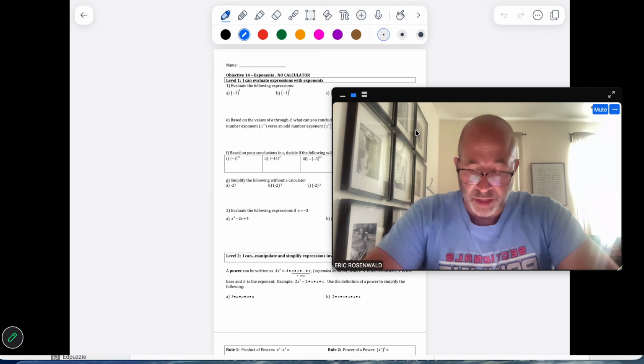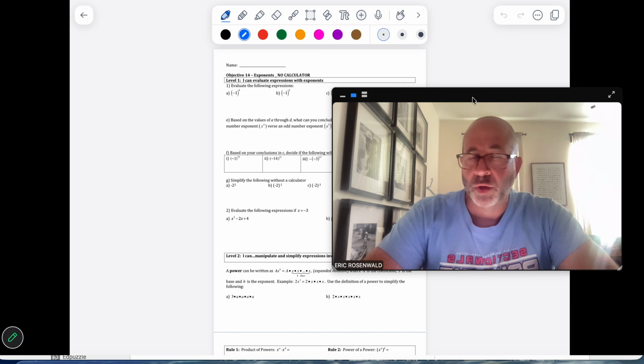Today, or on this section, we're going to be working on Objective 4, which is dealing with exponent properties. This is one that I think most people do pretty well with because the properties are pretty intuitive, they make sense, and they're pretty quick to work through. So let's get started on these, okay?